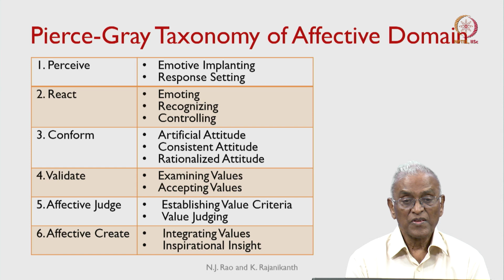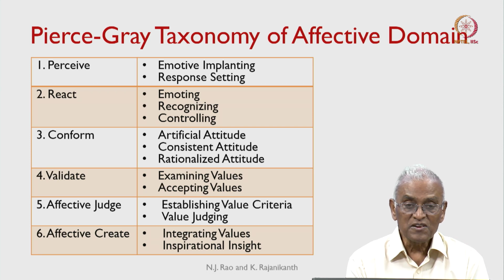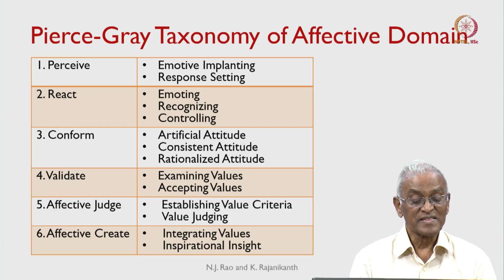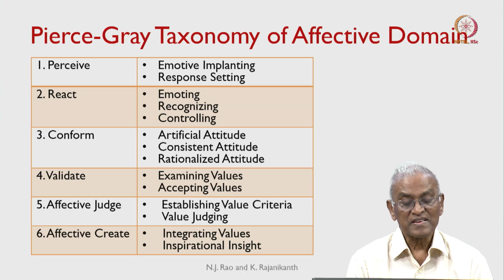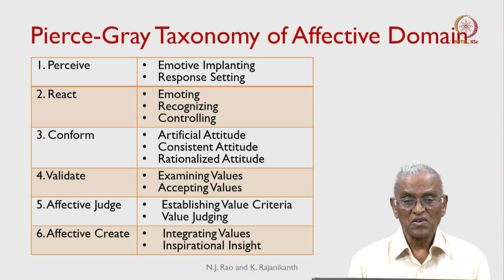That is, the first thing is your emotive implanting, that is, you are at least willing to pay attention. You have not paid the attention yet, but you are willing to and you are ready. A response setting: now I am willing to listen. Okay, that is the first part. Then react, you are now emoting as well. That is, after listening to what is presented, yes, I like or dislike, you emote and you recognize how you are reacting, and then you control your own reactions. Okay, how you want to do it.